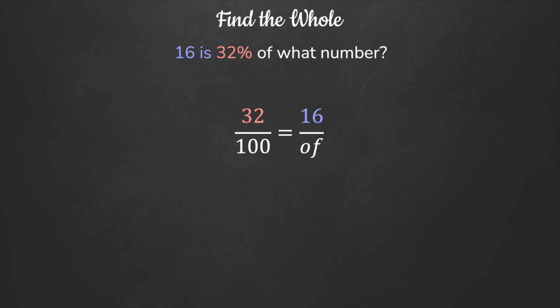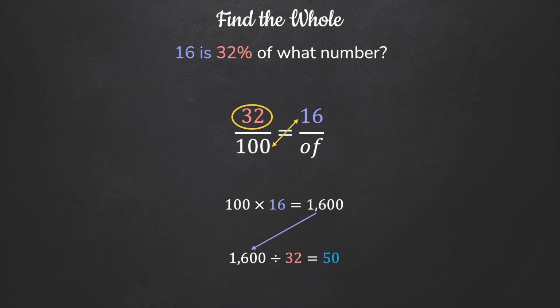In order to do that, we're going to first cross multiply. So 100 times 16 is equal to 1,600. And then we're going to divide by our last value, which is 32. 1,600 divided by 32 is equal to 50. And that means that 16 is 32% of 50.